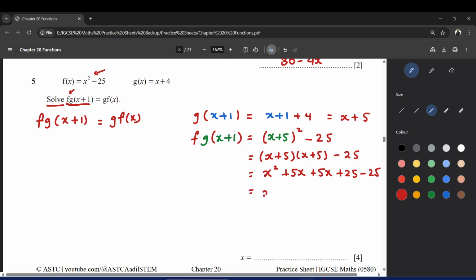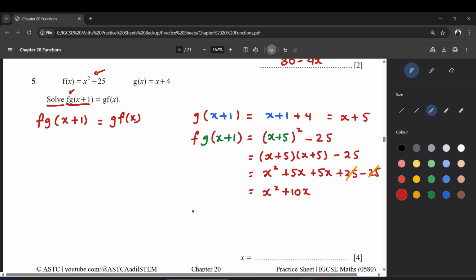Now what's going to happen? We'll have x squared plus 10x, and 25 minus 25 becomes 0. So this is the expression that you're going to get for the left hand side. Now we need to find out what expression I'm going to get for the right hand side. We already worked out the left hand side, so we need to now work out what will be on the right hand side.